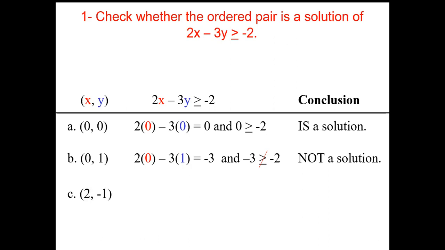Let's do another example. For x equals 2, y equals minus 1: 2 times 2 is 4. Minus 3 times minus 1 means plus 3. 4 plus 3 is 7. Is it right that 7 is bigger or equal than minus 2? Yes.